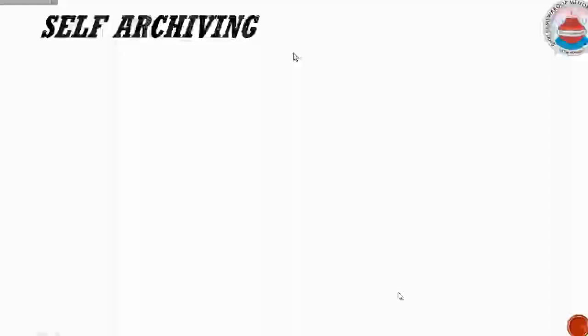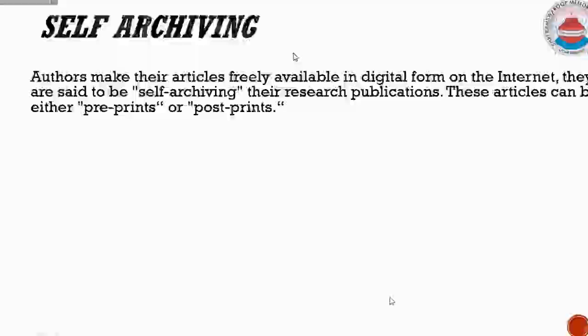So now we go to another point, which is self-archiving. So what is self-archiving? Authors make their articles freely available in digital form on the internet. Means it is not by the journal, it's by yourself. They are said to be self-archiving. Their research publication, these articles can be either preprints or postprints.